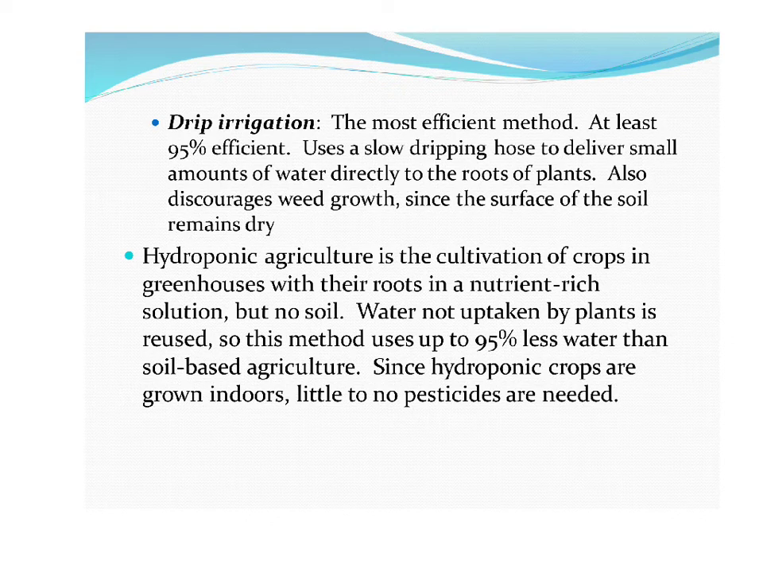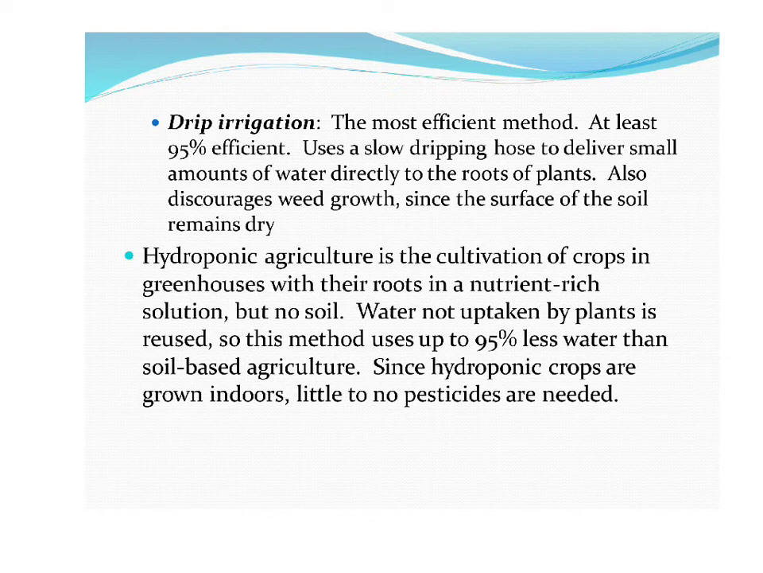Drip irrigation is our fourth irrigation technique. It is the most efficient method. It's at least 95% efficient. It can be very, very efficient. It uses a slow dripping hose to deliver small amounts of water directly to the roots of the plants.